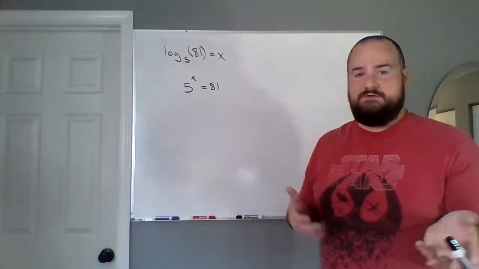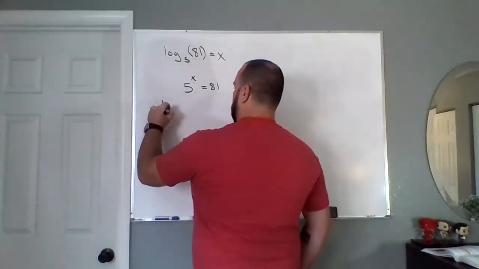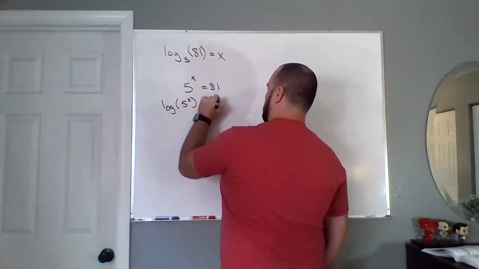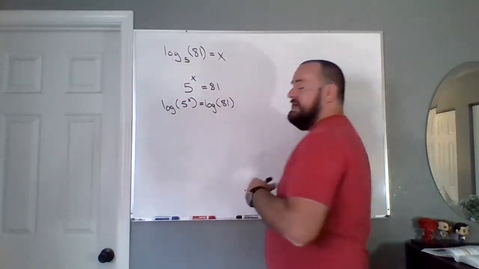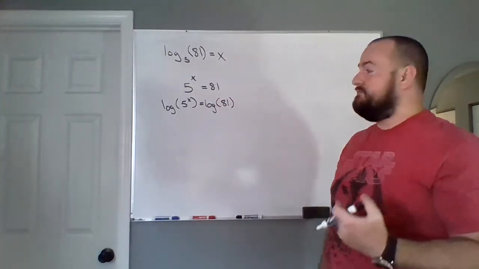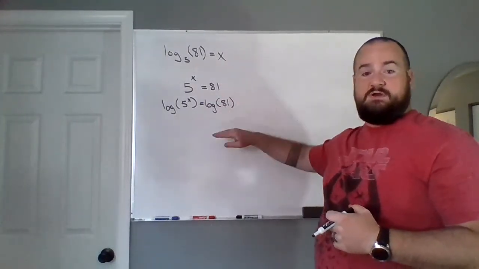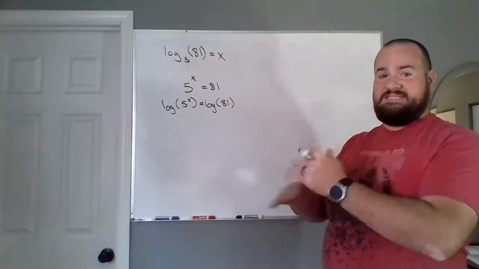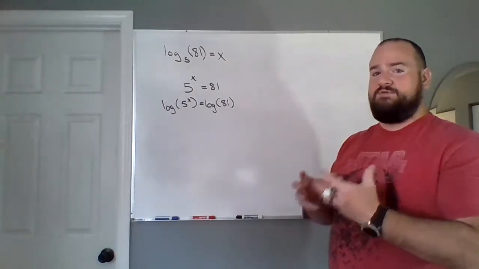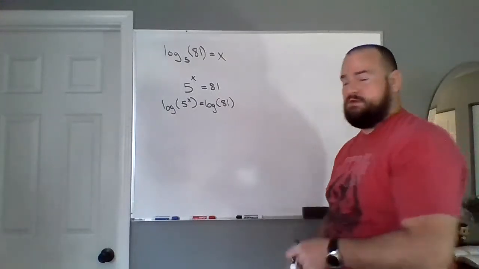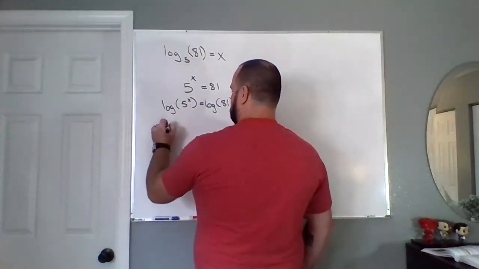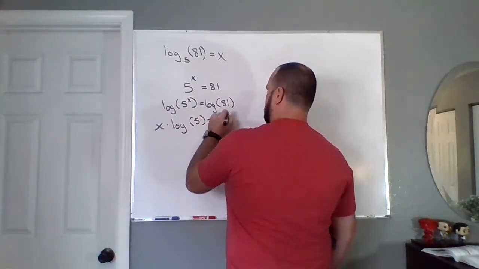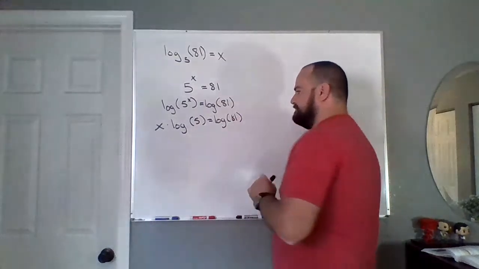I'm going to take the log I have in my calculator. So I'm going to take the common log of 5 to the x, and the common log of 81. Now, as you get more and more comfortable with this, if you want to jump straight from here down to what I'm going to have in this next step, that's okay. If you want to jump saying, I'm taking the log of both sides and applying the power rule, and you're comfortable with that mental jump, I'm perfectly okay with that as well. So we end up with x times the log of 5 equals the log of 81.